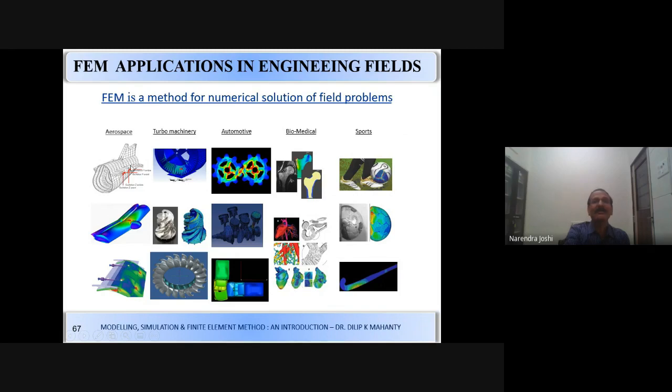Now these applications range from hardcore engineering to biomedical. Sports: how many of us actually experience playing these kinds of games? We know that if I hit the ball in such a fashion, it will get maximum output, maximum distance. Or hockey sticks, where do we hit? So these kinds of applications have been done.